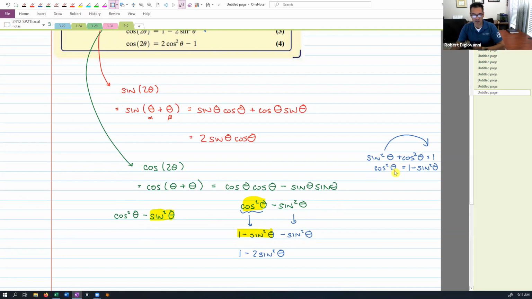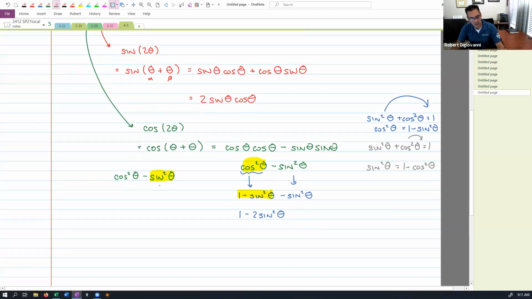So if we go back up to this identity over here and solve it for sine squared theta instead, move the cosine squared to the other side, we get sine squared theta equals 1 minus cosine squared theta. So if I take that and replace it here, you have to be careful because you have a cosine squared theta up front, then you have a minus sign. This is the part that's tricky, minus. Now sine squared theta is 1 minus cosine squared theta. I have to have that in parentheses.